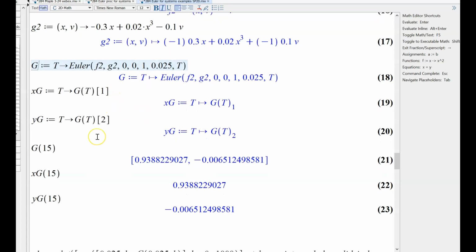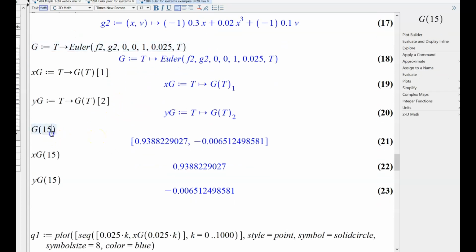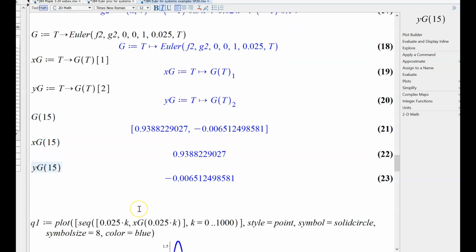But anyways, let's compare what it looks like when I plug in, say, a t value to the original function we called capital G versus what we've defined to be xg and yg. Notice the second two give us the first and second components respectively. So if I want to plot it in the phase plane, we have to use the function capital G. If we want to do the individual components, we have to use either xg or yg.